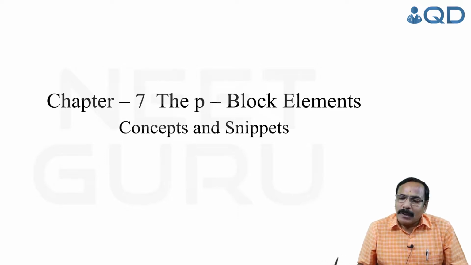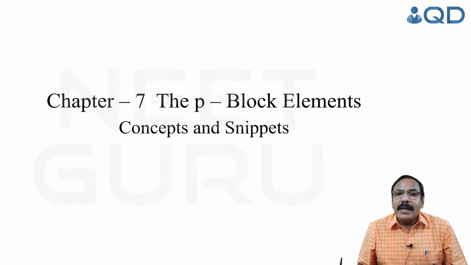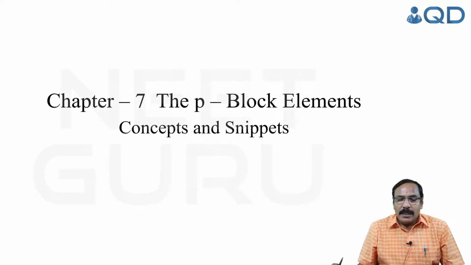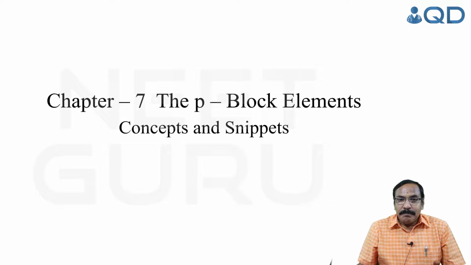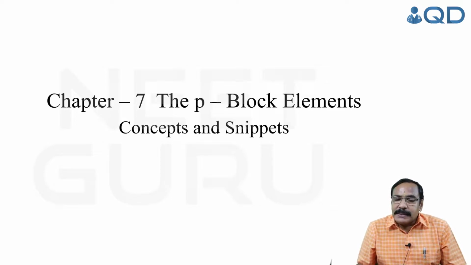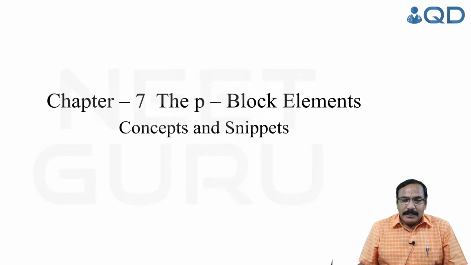So what is a p block element? Elements in which the last electron enters the p subshell of the outermost shell are called p block elements. The maximum capacity of the p subshell is 6 electrons. The p subshell can accommodate a maximum of 6 electrons, so there are 6 groups of p block elements.